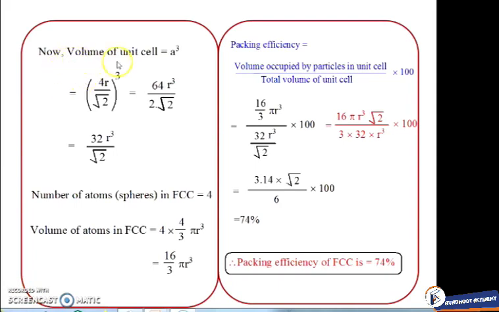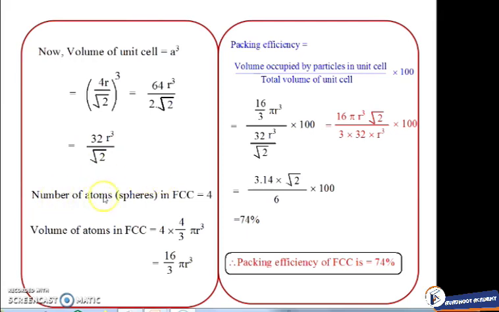Now volume of unit cell, this is equal to a cube, but a is equal to 4r upon root 2, and therefore volume of unit cell is equal to (4r by root 2) cube. So that is equal to 64 r cube upon 2 into root 2. So this is equal to 32 r cube upon root 2.